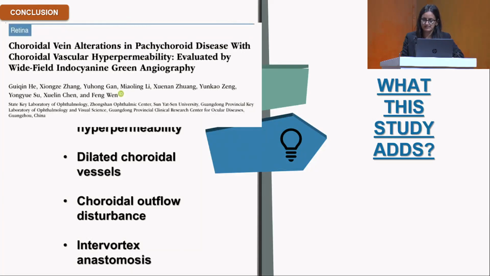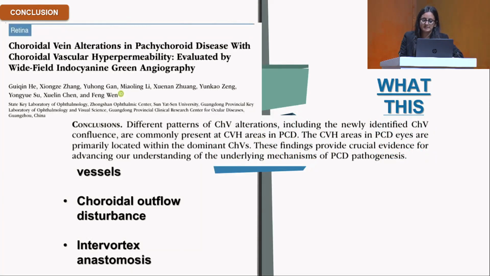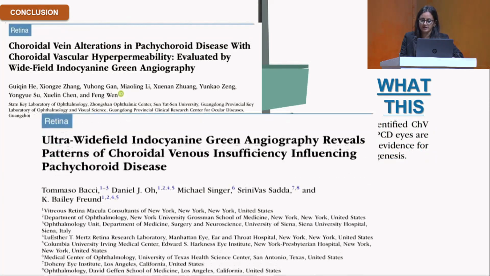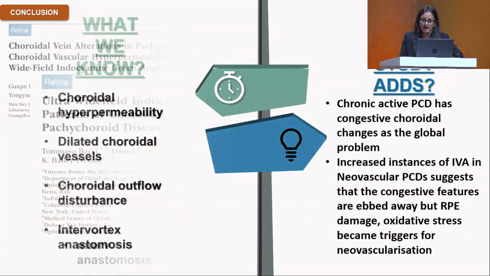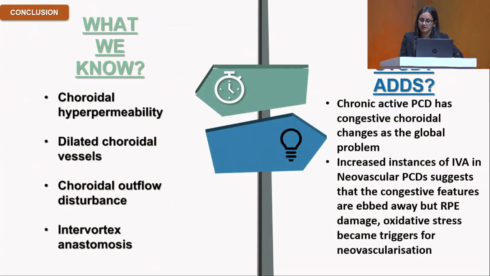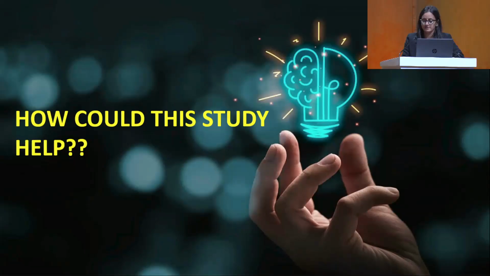because of all the studies done outside India, where we see that many choroidal vein alterations were seen and classified, our study adds that chronic active PCD has congestive choroidal changes as the global problem, and increased instances of intervortex anastomosis were seen in neovascular PCD, which suggests that the congestive features have ebbed away, but the RPE damage and oxidative stress become the trigger for the neovascularization.